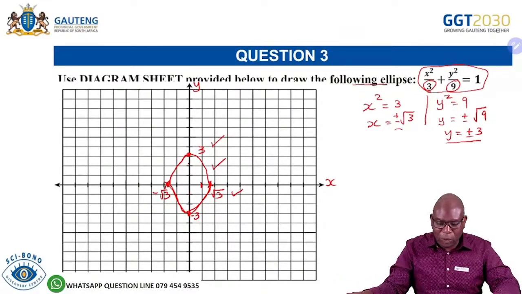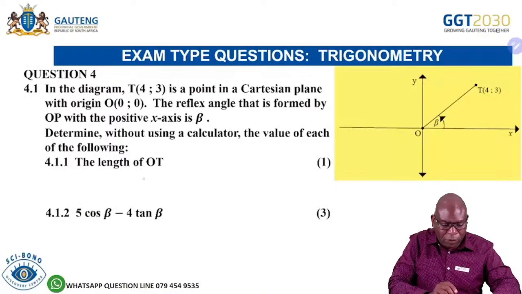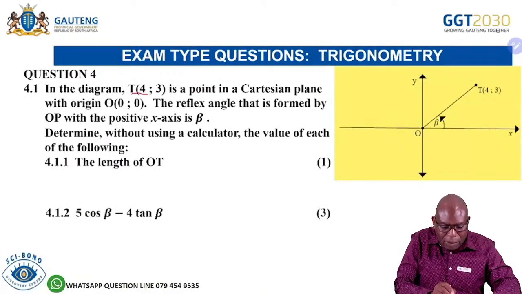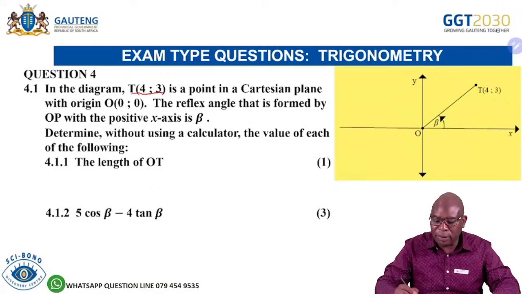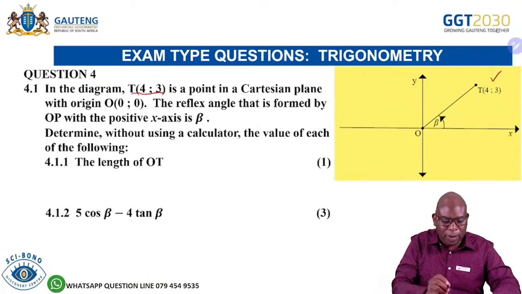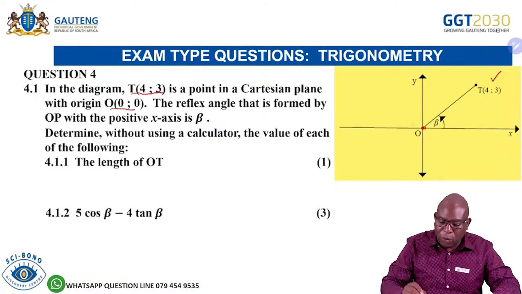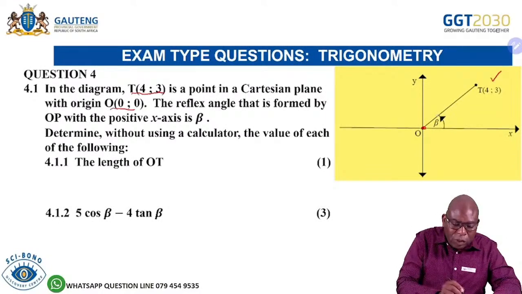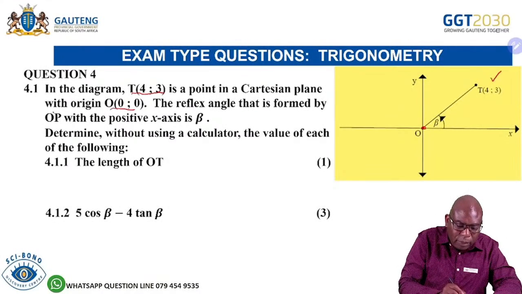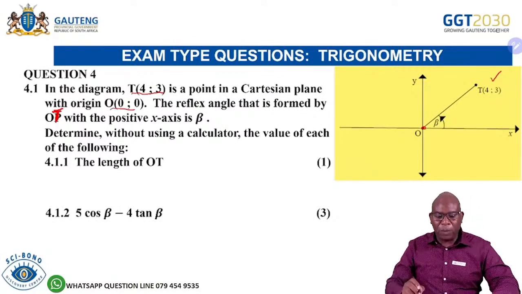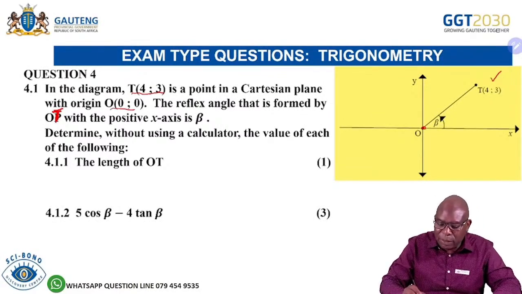In trigonometry, what are you going to have there? You're given the length in the diagram. T is given as 4 and 3, indicated in the sketch. Origin is 0, 0. The reflex angle that is formed by OT with the positive x-axis is beta. So there's the angle that I'm talking about.